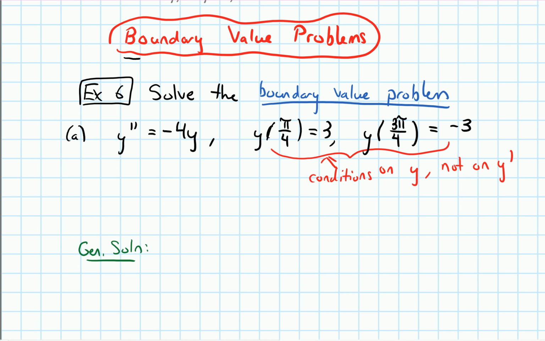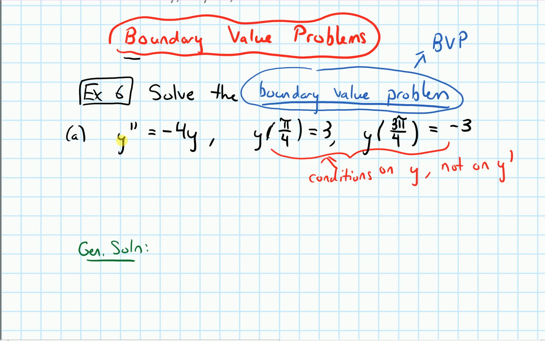But with the boundary value problem, which I'll be abbreviating as BVP, we're given information about what's happening at two different inputs. In this case, what's happening at pi over 4 and 3 pi over 4. So let's begin by solving our differential equation.